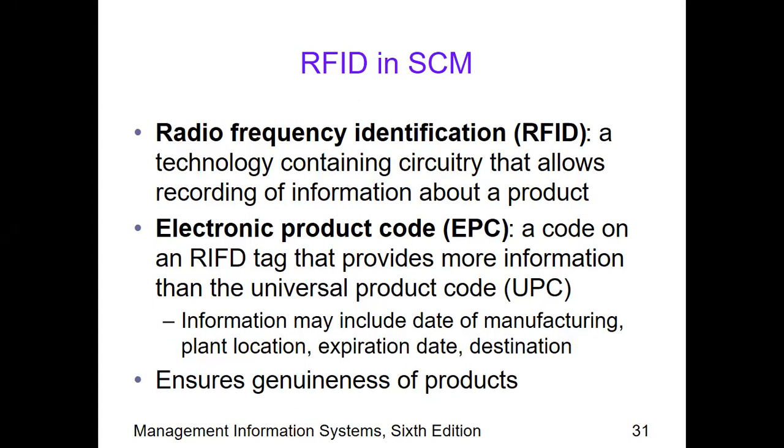Electronic product code, or EPC, is a code on an RFID tag that provides more information than the universal product code. So we have specific information like date of manufacturing, plant, location, expiration date, and destination. Expiration date, for example, is very important for the safety and security of the consumers. Another is to ensure genuineness of products, because if we look into the system in retail, the barcodes are actually assigned uniquely for each product.